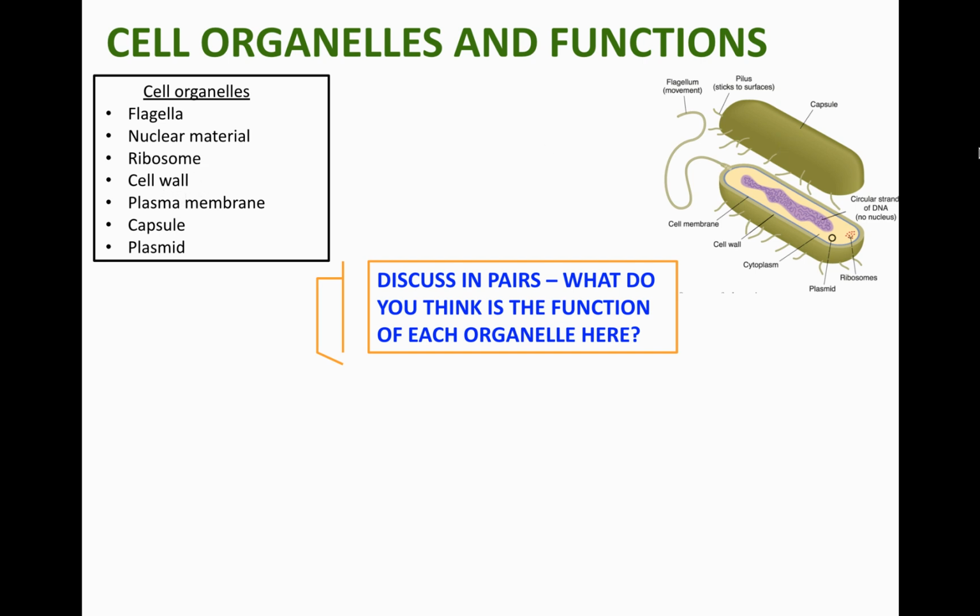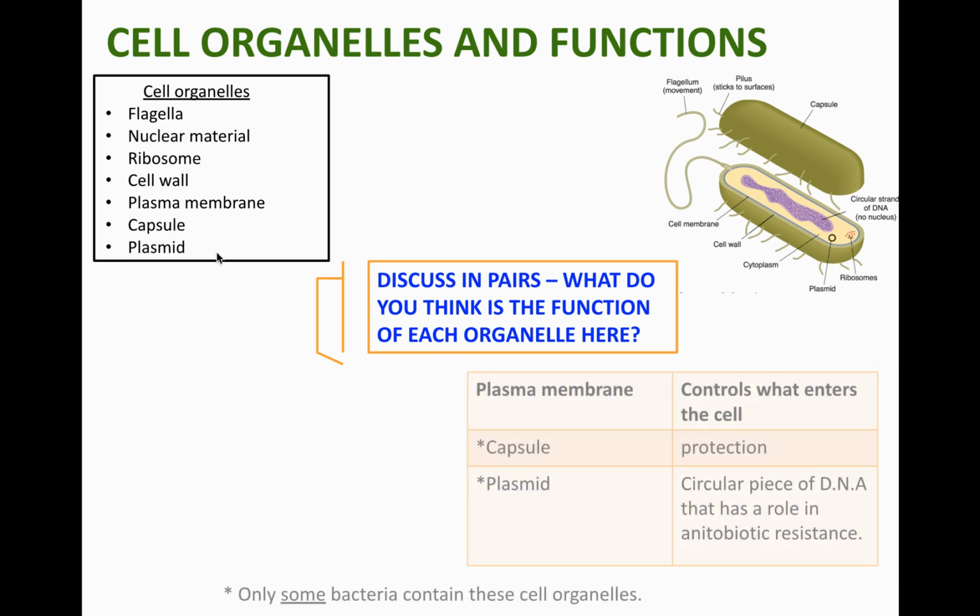The cell wall is for protection. Now, we're going to call this a cell membrane instead. We don't need to call it the plasma membrane. But the cell membrane, just like any other cell, is controlling what enters or leaves the cell. The capsule is there for protection, so it's a slime layer involved in protection. And as I said there, the plasmid is involved in antibiotic resistance.